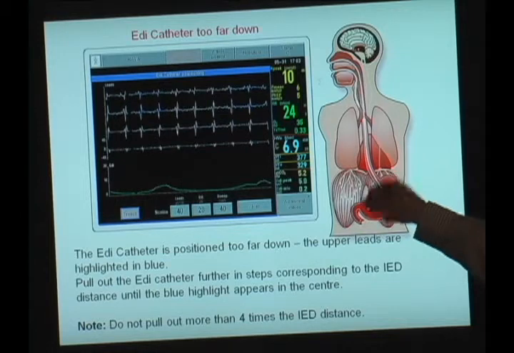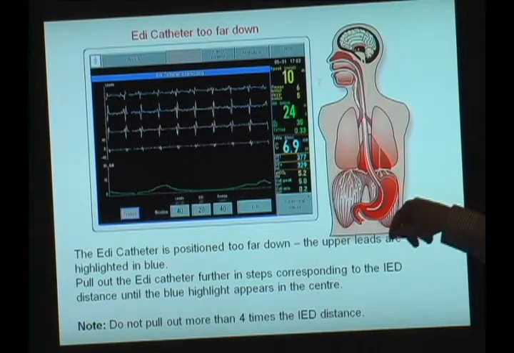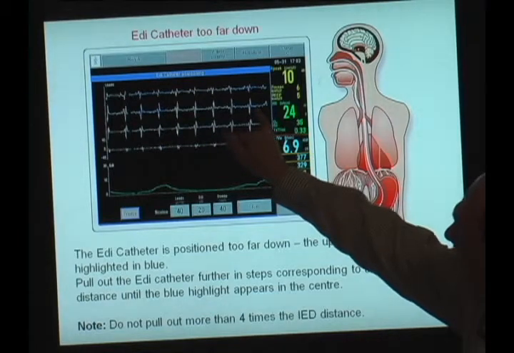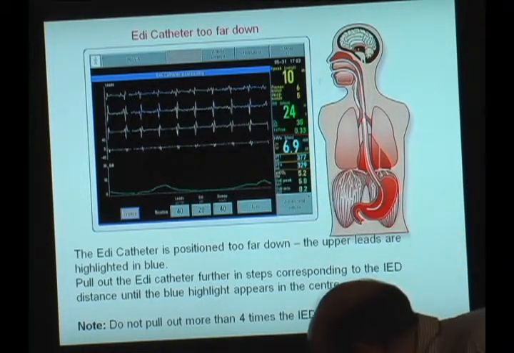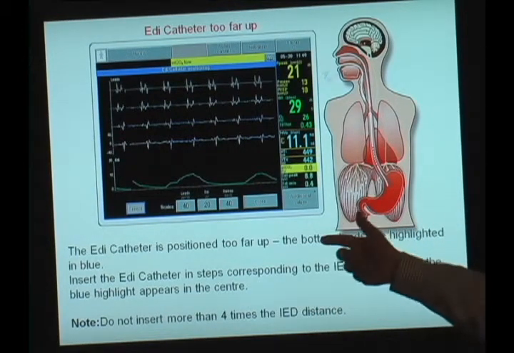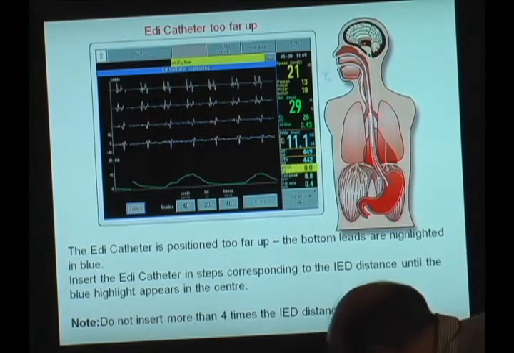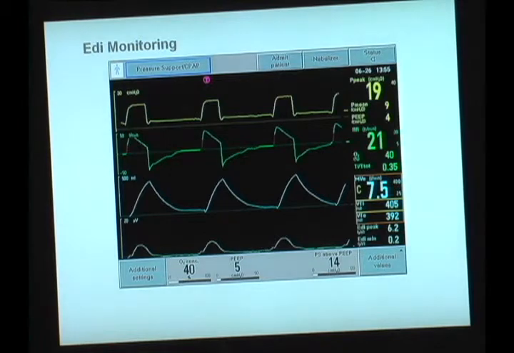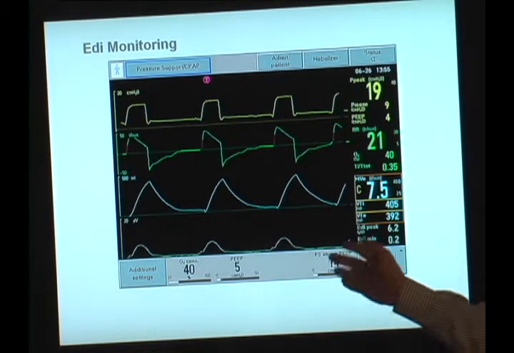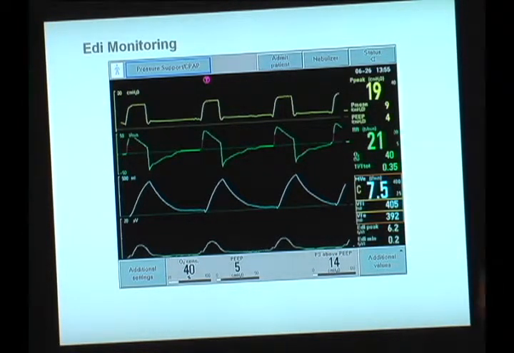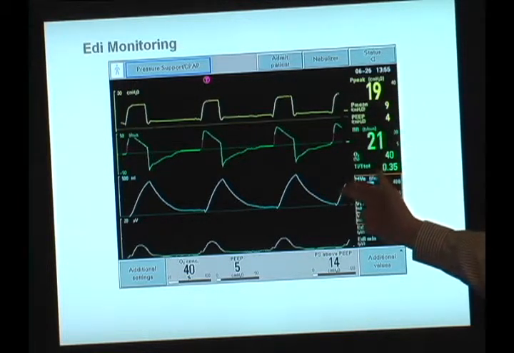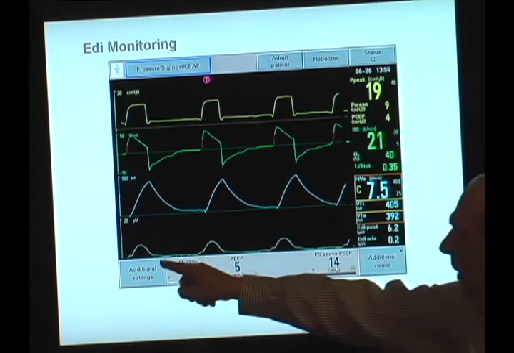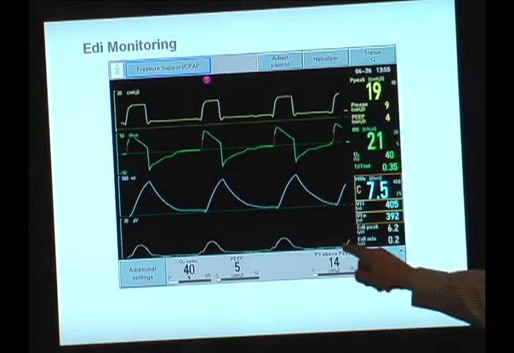If we are too far, the trace comes up in the ECG, or on the contrary, comes down. Well, in this case, we can use EAdi as monitoring. We have pressure, flow, and volume curves, and at the end, the electrical activity of the patient.